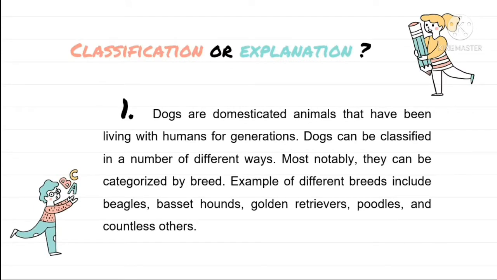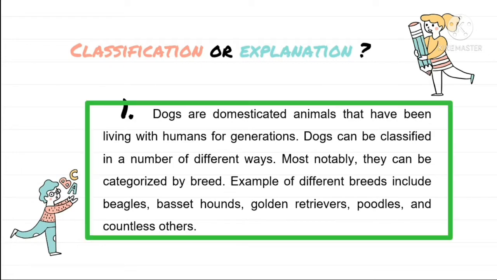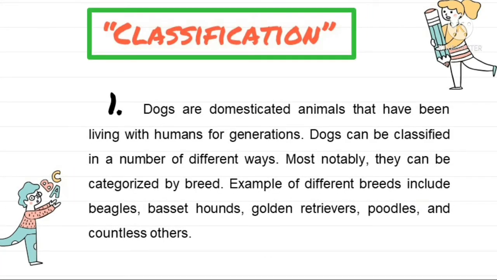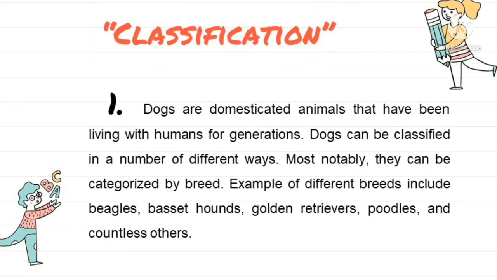In number 1, dogs are domesticated animals that had been living with humans for generations. Dogs can be classified in a number of different ways. Most notably, they can be categorized by breed. Examples of different breeds include beagles, basset hounds, golden retrievers, poodles, and countless others. What kind of text type does this paragraph show? Is it classification or explanation? The correct answer is classification, because the paragraph shows examples of different breeds of dogs. Now you can continue answering this exercise.